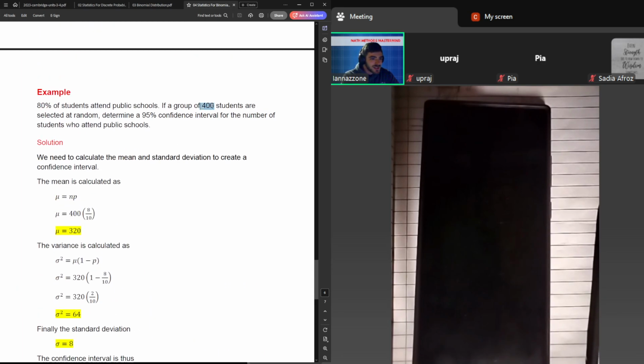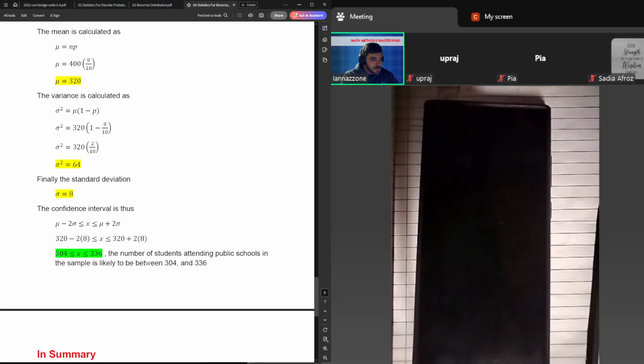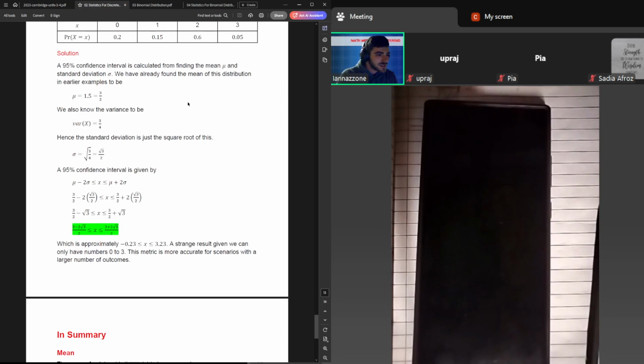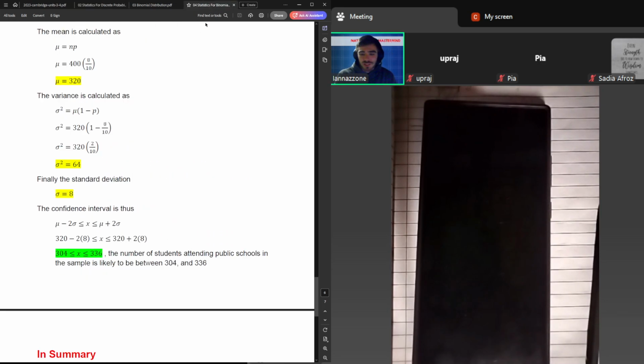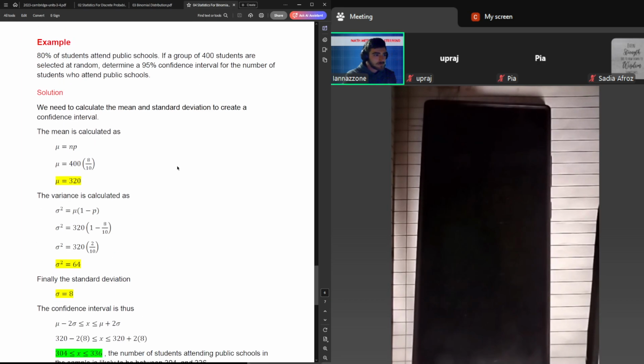Like for this one here, a group of 400 people, we get a distribution of 304 to 336. So it's actually fitting within our 0 to 400 without spilling over stupidly like we had for this one. So increasing n really makes this a lot more effective. But how to actually calculate it? Well, first things first, we have to figure out why this is binomial. Take a stab at that one again. Why is this binomial?